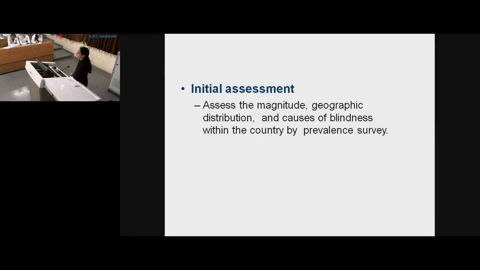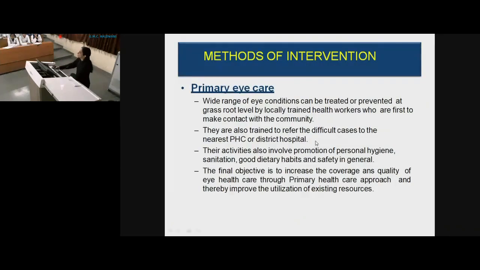And what is included in initial assessment? We must know about the prevalence. How much is the problem in the geographic distribution? In this area, how much is the problem? So we have to assess the magnitude, geographic distribution, and causes of blindness within the country by survey. Then methods of intervention include number one, primary eye care.